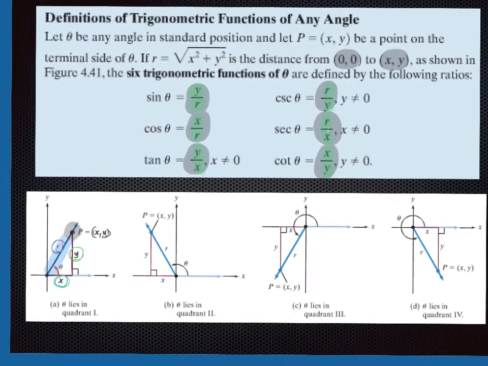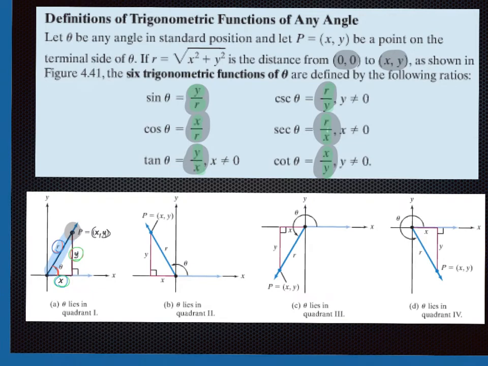As you go through the different drawings on the bottom here, all that changes is the location of your angle. So I went from first quadrant to second to third to fourth, which means that in my second quadrant, my x is going to be negative, my y is positive. The r will always be positive. If you're in the third quadrant, the x is negative, the y is also negative, but again, the r is always positive. And in the fourth quadrant, the x is positive, the y is negative, again, the r is always positive.